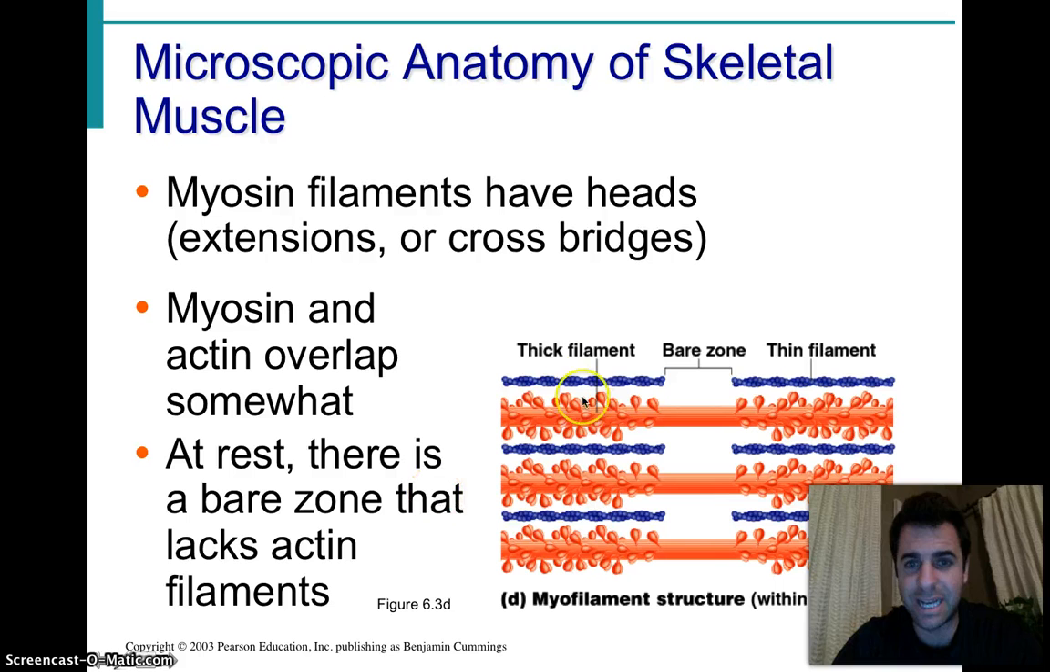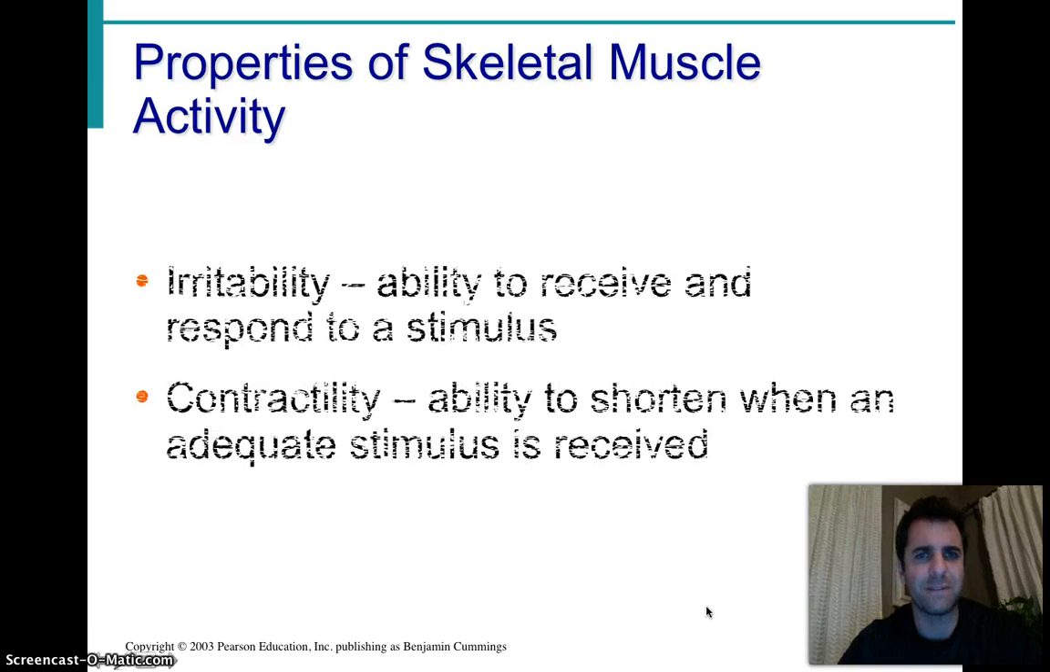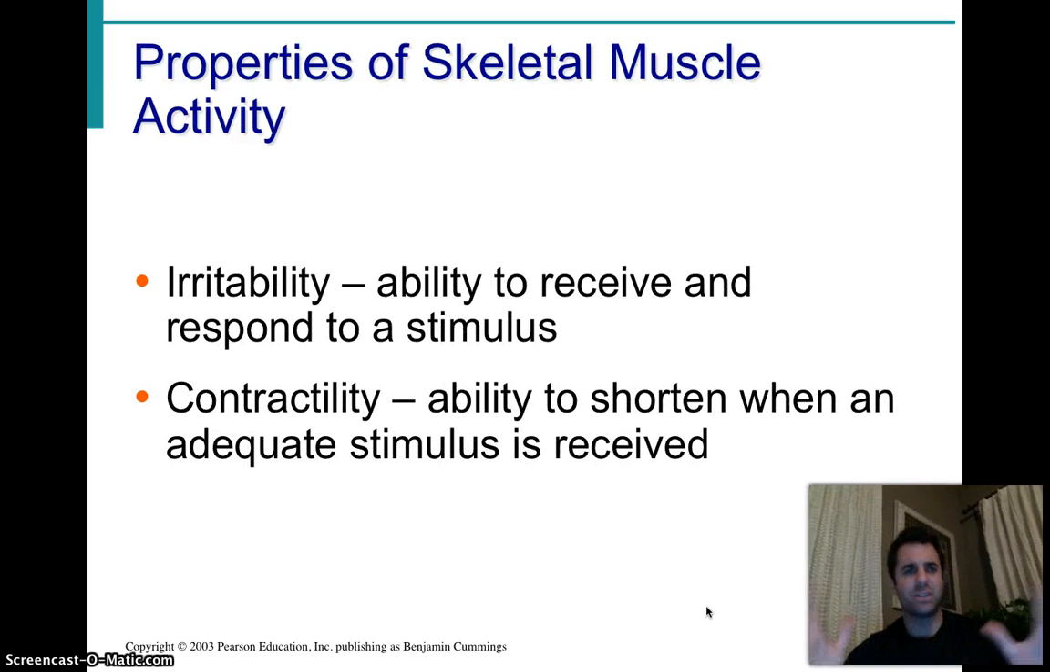What you're going to notice is that the thin and thick filaments overlap, and there is a region where they don't overlap, mainly at rest, and this is called the bare zone, or actually also the H zone, that we'll talk about later.